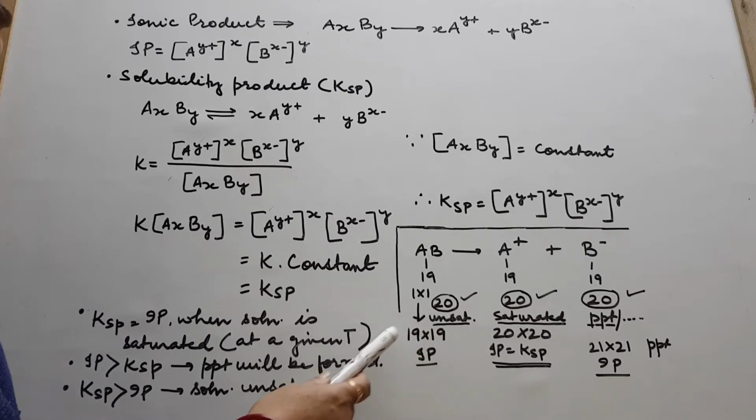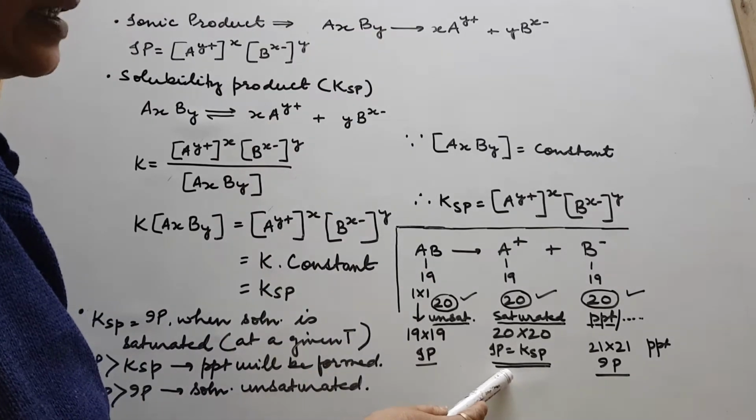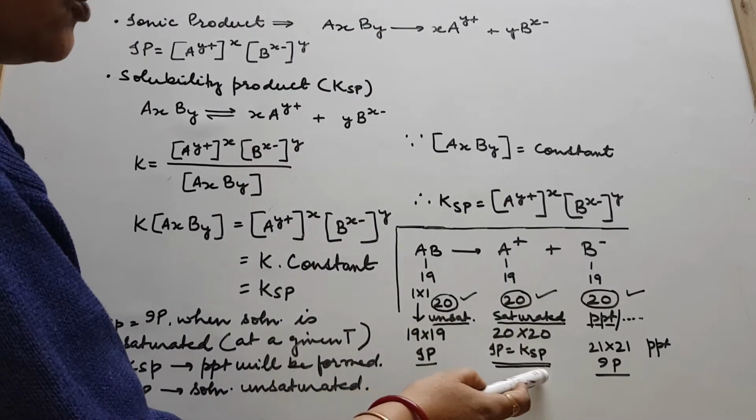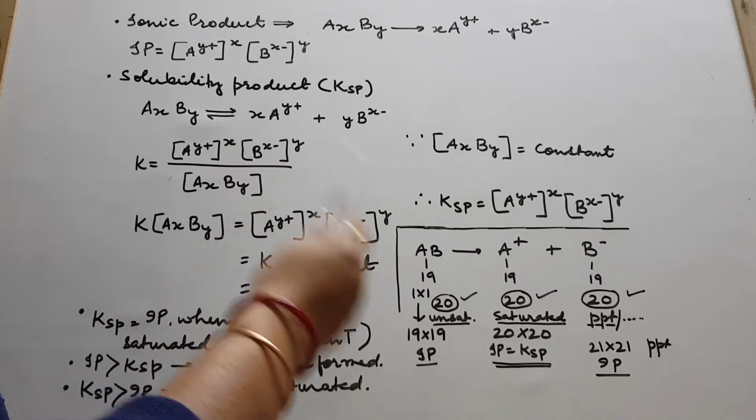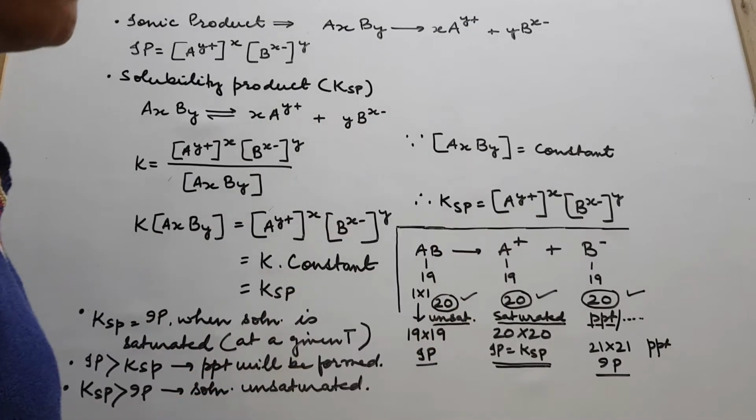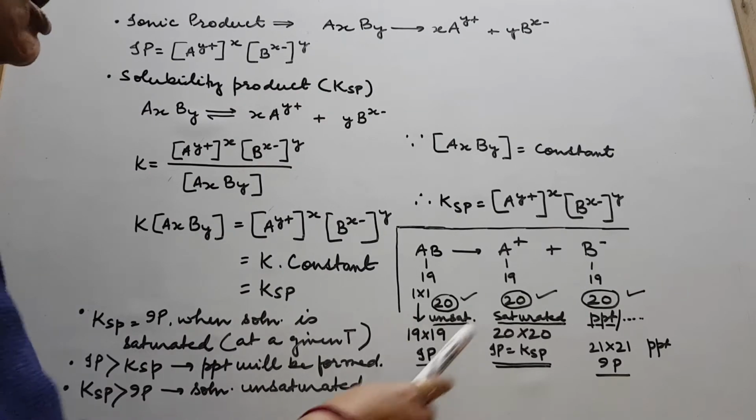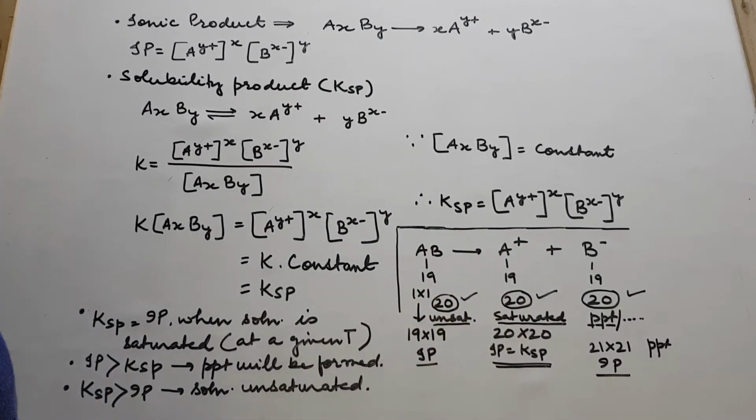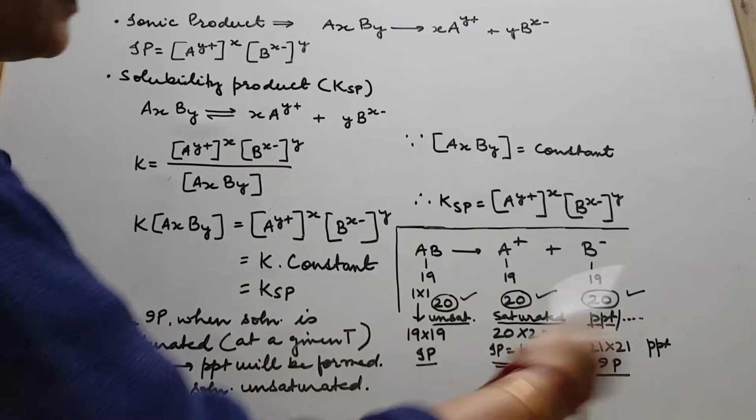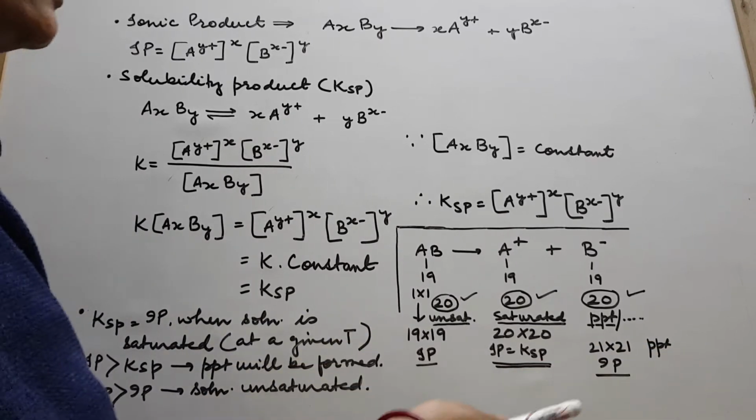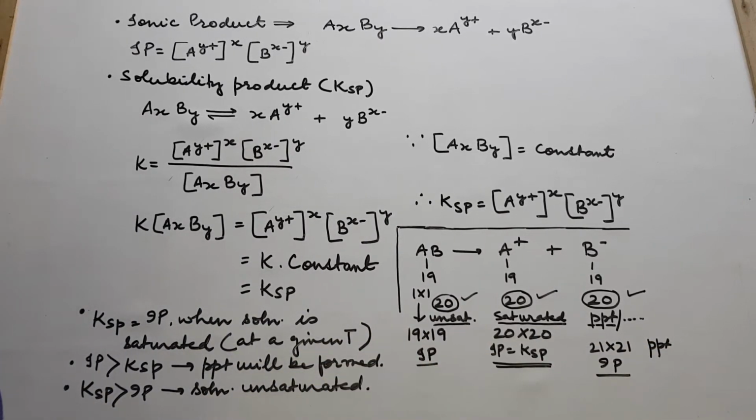19 into 19, 18 into 18. It is unsaturated, more salt can be dissolved. But the moment it was 20 into 20, IP became equal to KSP. So here, neither more salt can be dissolved nor was there any PPT. So the solution was neither unsaturated nor PPT, it was purely saturated. And above that, suppose the IP value is above KSP, it means PPT will be formed.